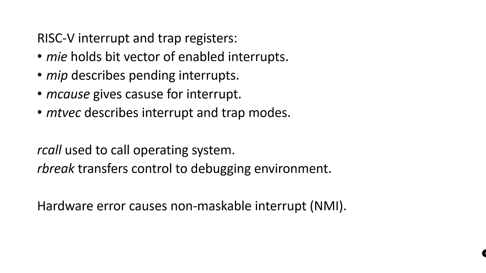RISC-V CPUs use several registers for interrupts and traps, including describing the enabled interrupts, pending interrupts, and associated modes. A hardware error causes a non-maskable interrupt, or NMI. An NMI puts the processor in M mode, and control is transferred to an NMI handler.